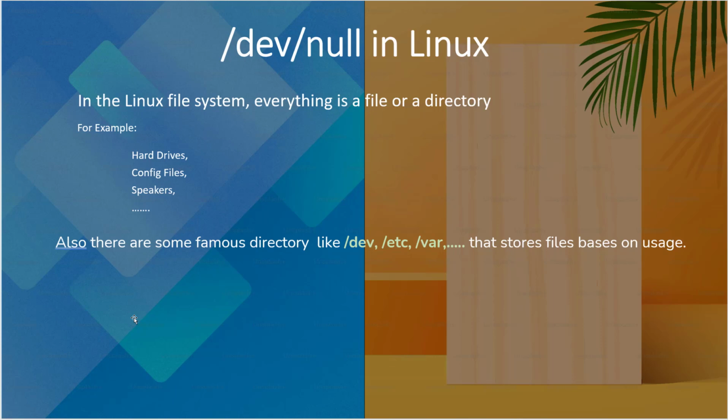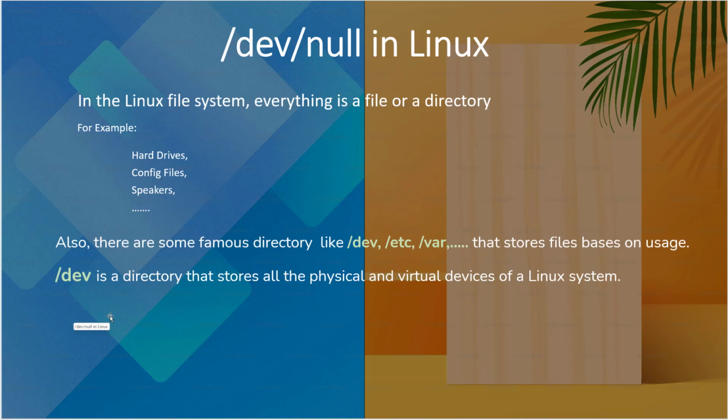As we know, there are some famous directories in Linux like /dev, /etc, /var, and so on. And they are for categorizing these files. For example, in /dev, we can see all the devices that are connected to the system we are using. In /etc, we can see all the configuration, and in /var, we can see the log files.